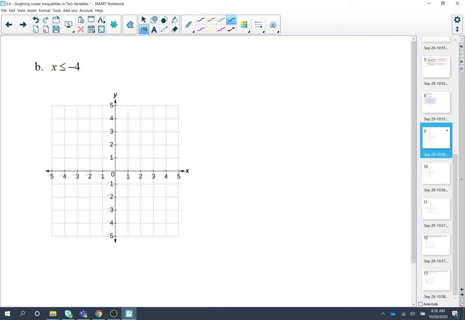Let's try again. Letter B. x is less than or equal to -4. Again, this does not have the two variables, so it's either vertical or horizontal. Given that the last one was horizontal, I'm probably assuming this one's vertical. But x is -4. So x is -4, y is 3; x is -4, y is -3, etc. And it says less than or equal to. So when I connect this time, we're doing a solid line.